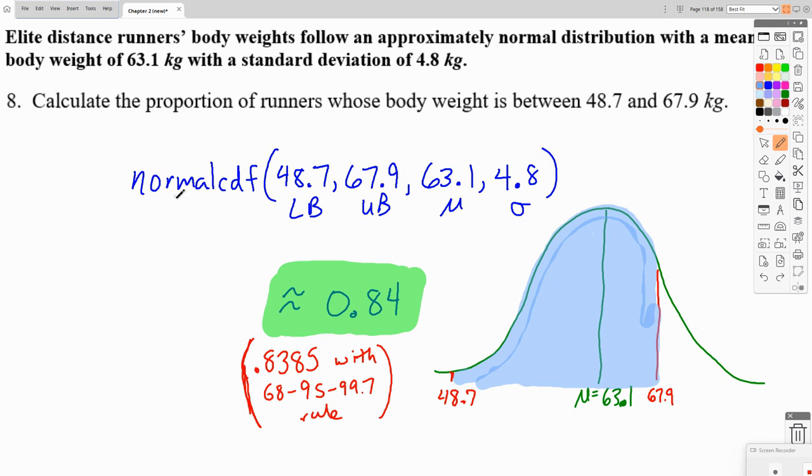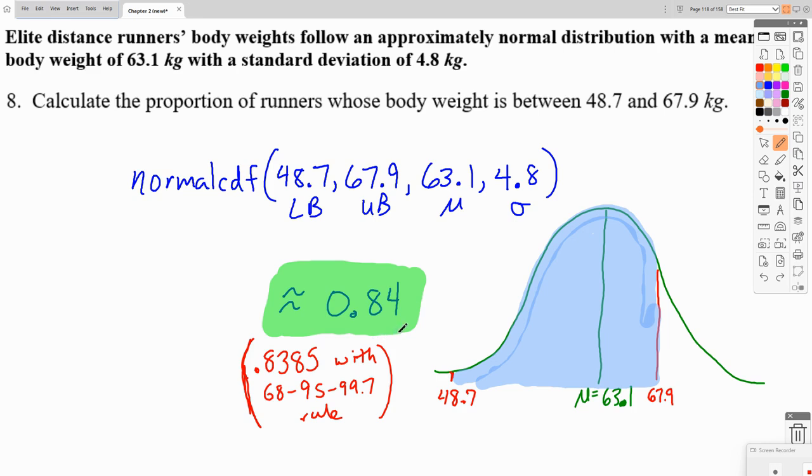So I plug that in. You notice I've got my labels here. I wrote out the name of the calculator command. That's definite points right there, the name of the command and labeling what all those numbers represent. And I got right at 84%. I mean, it was like 0.8399 something.